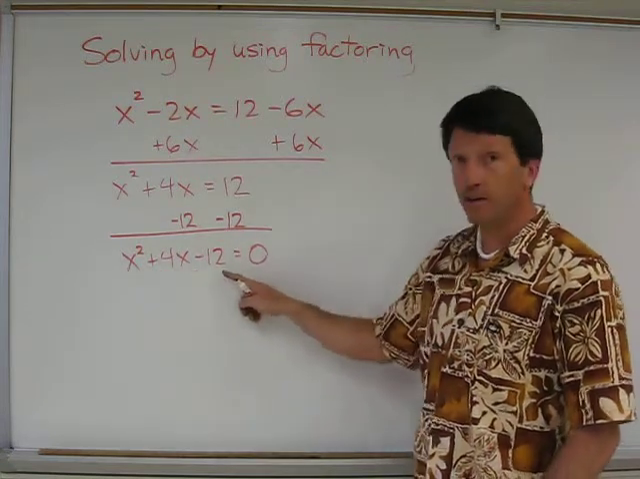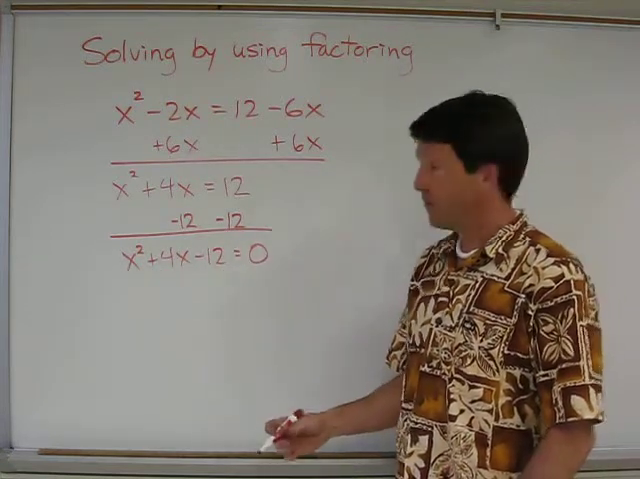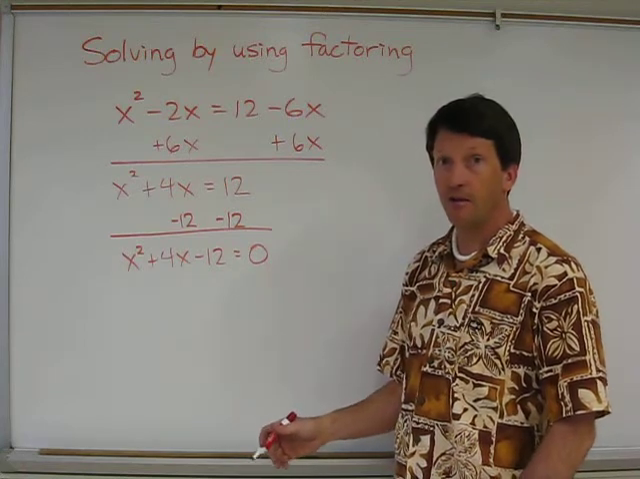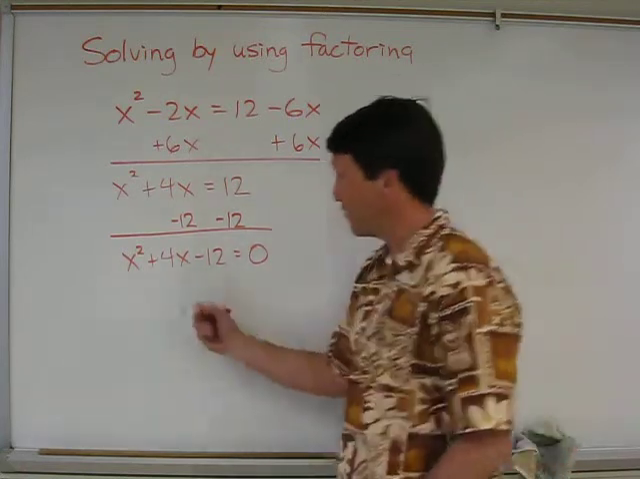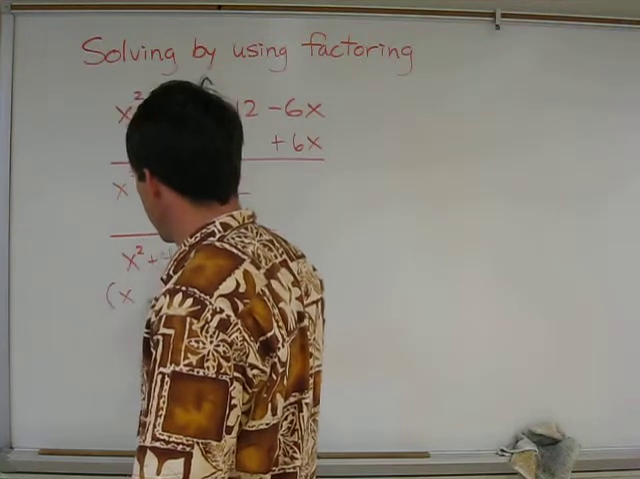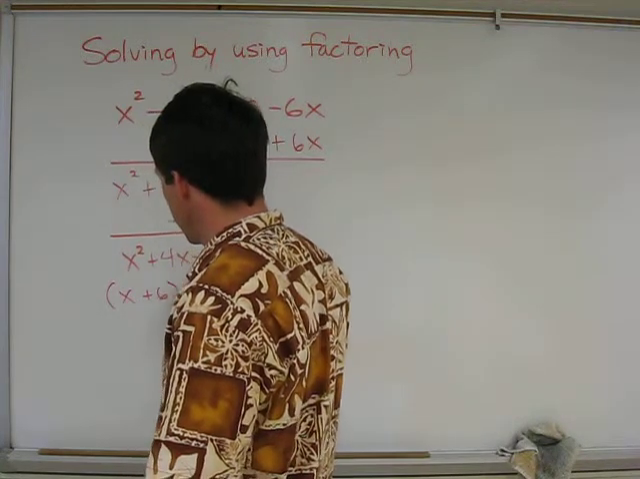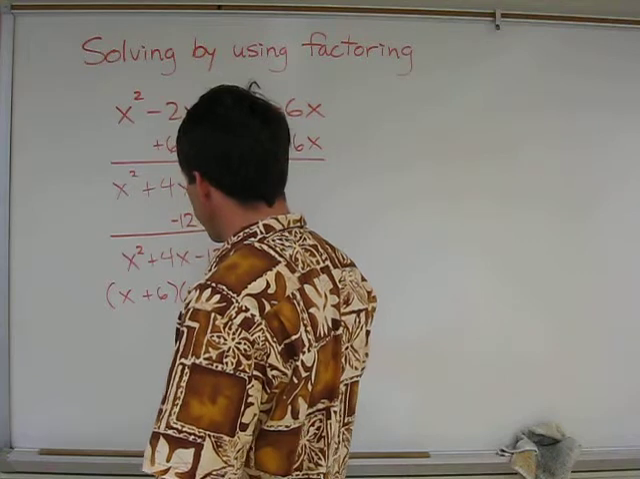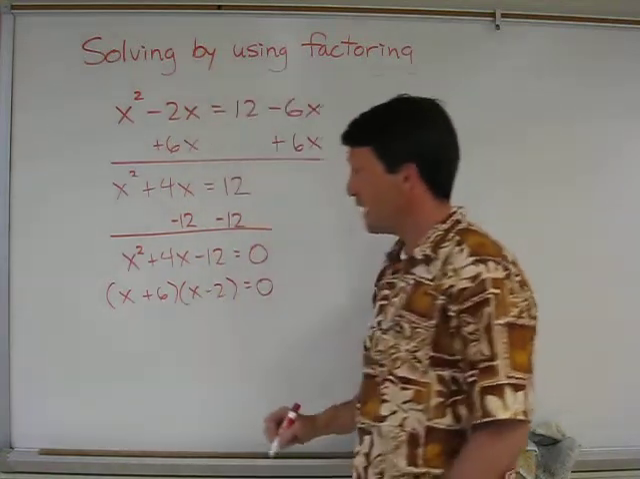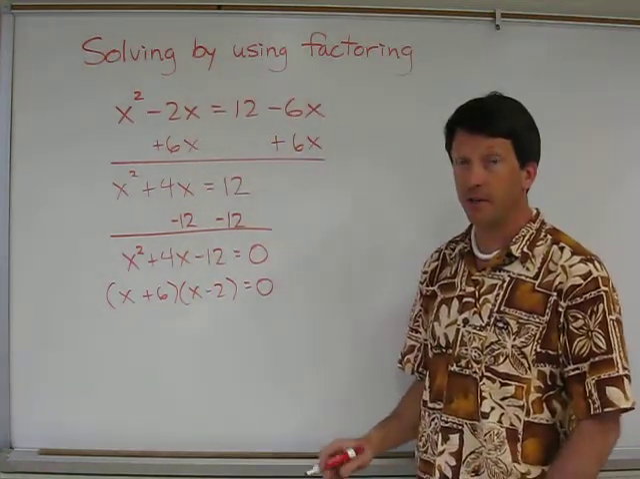So this is an easy trinomial to factor. So I'm looking for factors of negative 12 that add up to equal 4. So those factors are positive 6 and negative 2.